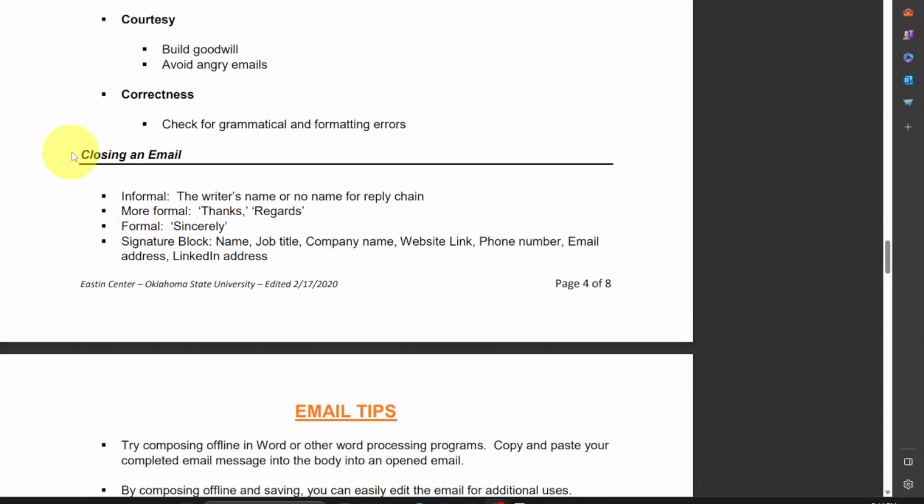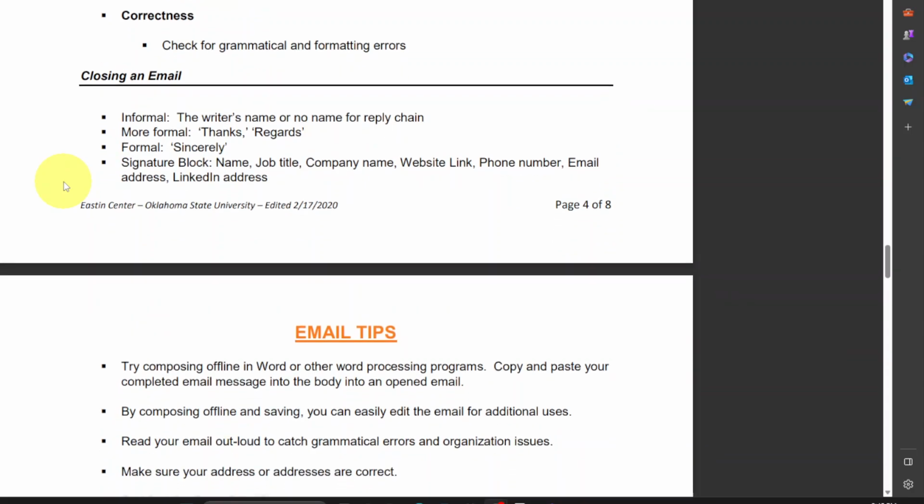Now, off to closing an email. Informal: the writer's name, or no name for a reply chain. More formal: thanks, regards. Formal: sincerely. And the signature block should have name, title, company name, website link, phone number, email address, and LinkedIn address.